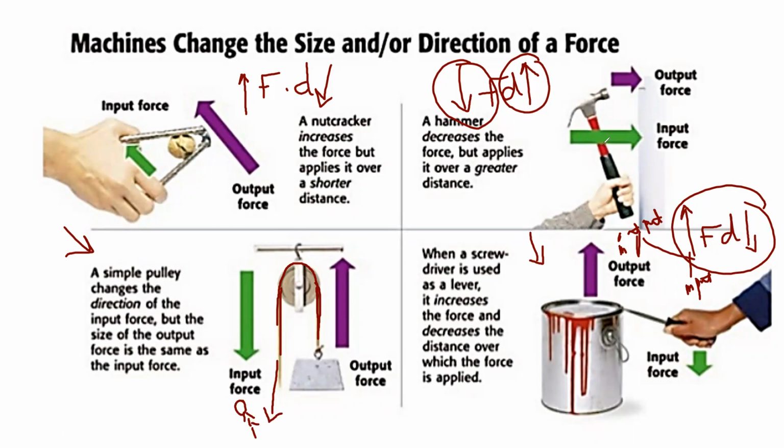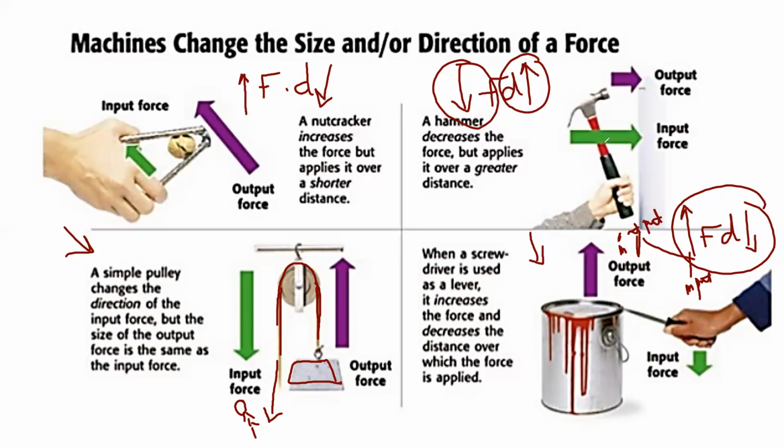Since you apply it downward, the output force is not going to be downward, it's going to be upward to make this rock or this stone go upward. So the direction of the input force is opposite the direction of the output force. The input is downward and the output is upward. So here the pulley changes the direction of the input force, but the size will be the same. Is it clear?